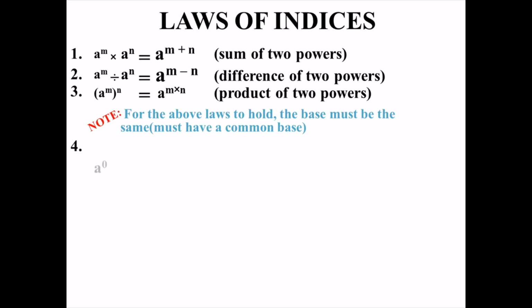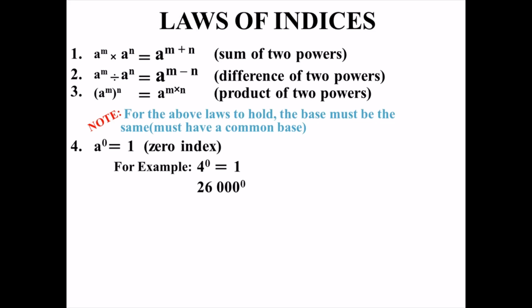Let us look at law number 4. Law number 4 says that any number raised to the power of 0 should give us 1. This law is known as the zero index law. For example, if you have 4 raised to 0, it should translate to 1. If you have 26,000 raised to 0, this one also is 1. So any number raised to the power of 0 is 1. That is the zero index law.